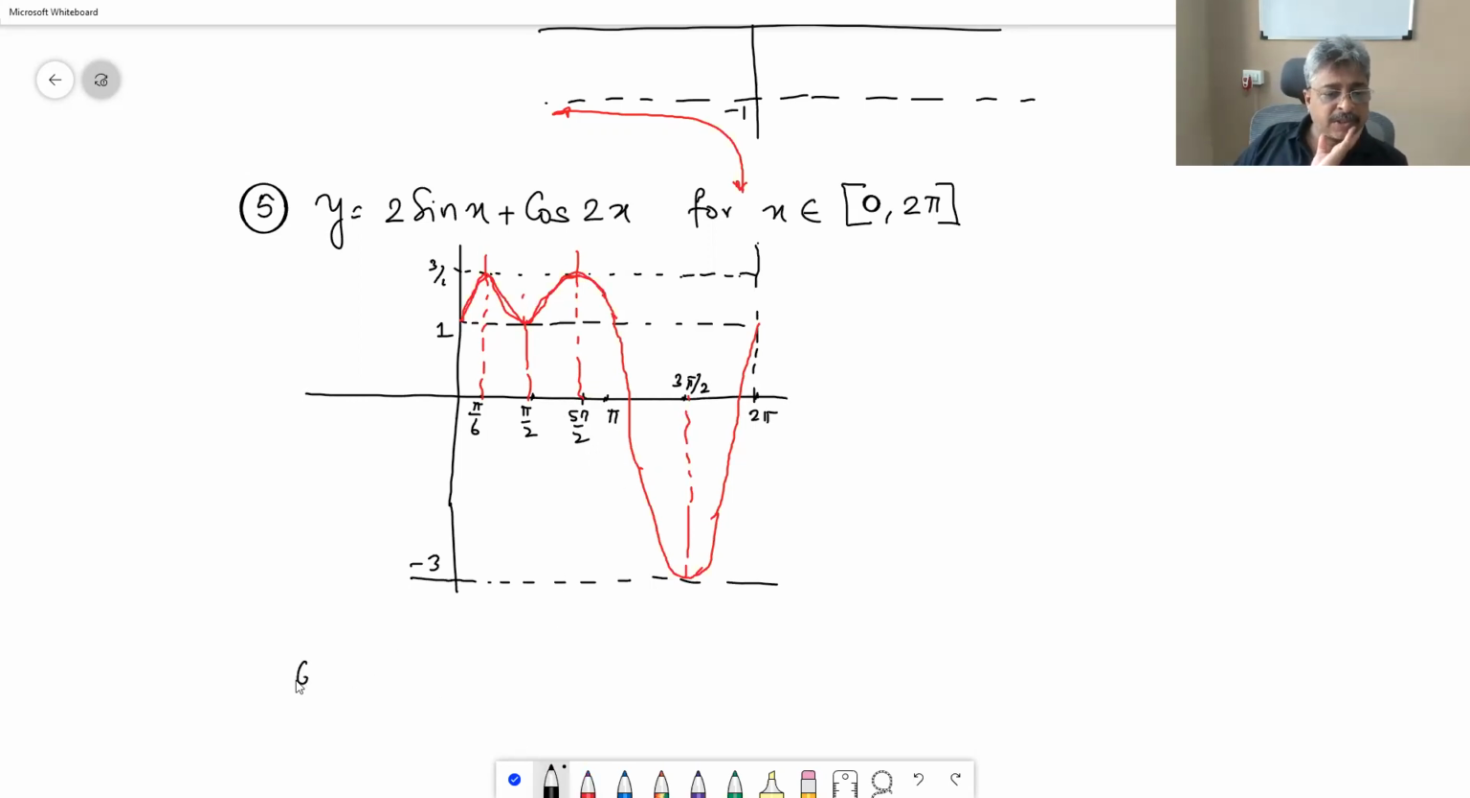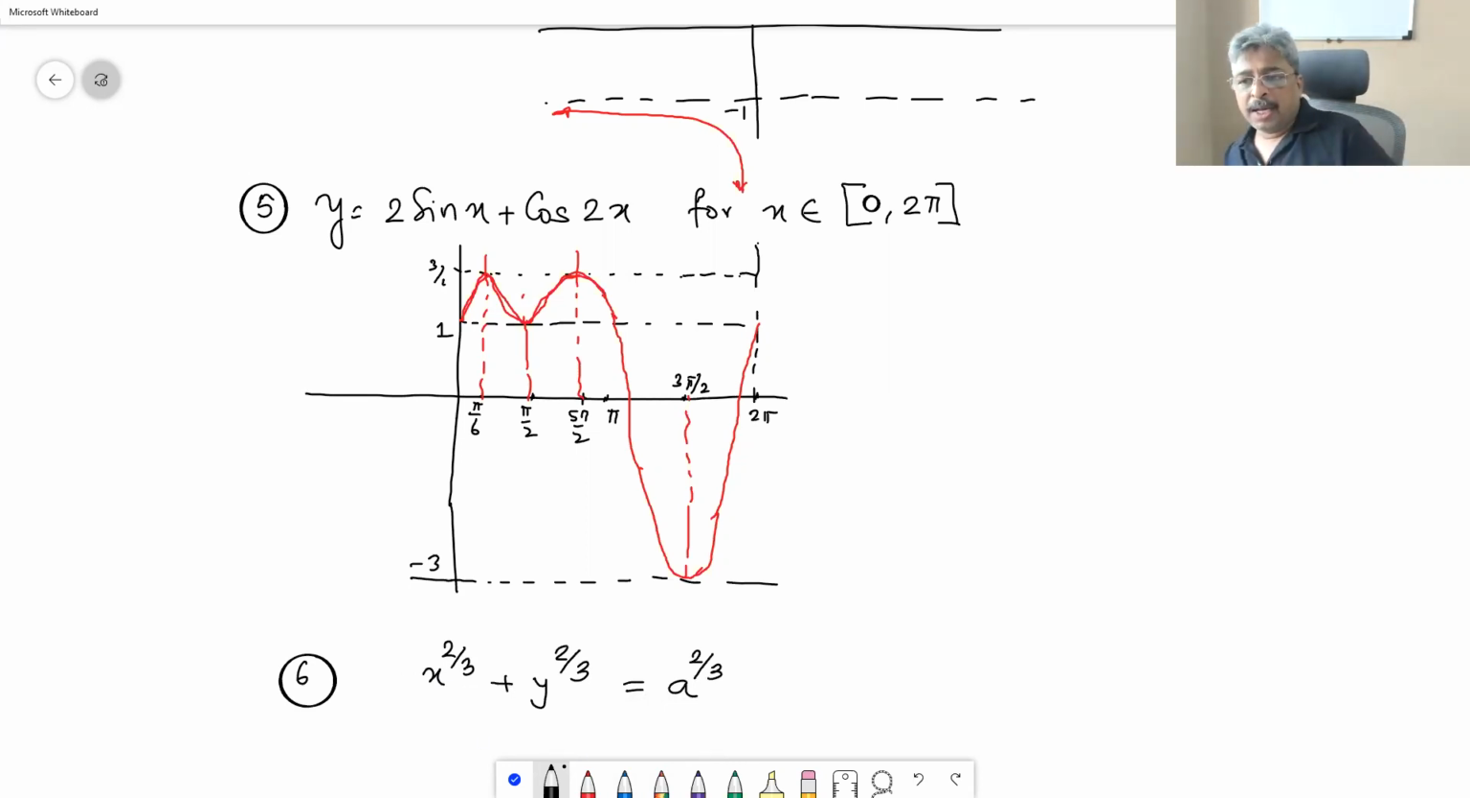Question number 6. Little different now. X raised to 2 by 3 plus y raised to 2 by 3 is equal to a raised to 2 by 3, where a is a constant. Now this is not a function. This is a relation. I mean, this is how x and y are related to each other. What will be the geometric sketch of this function?